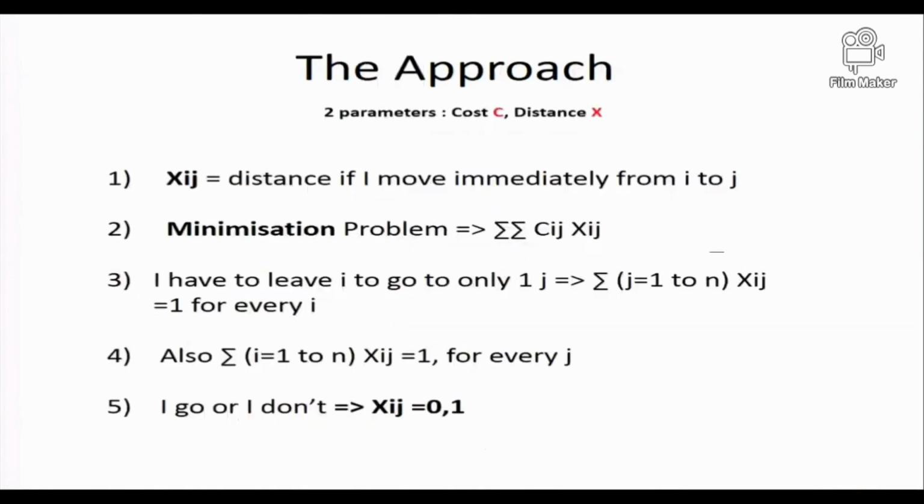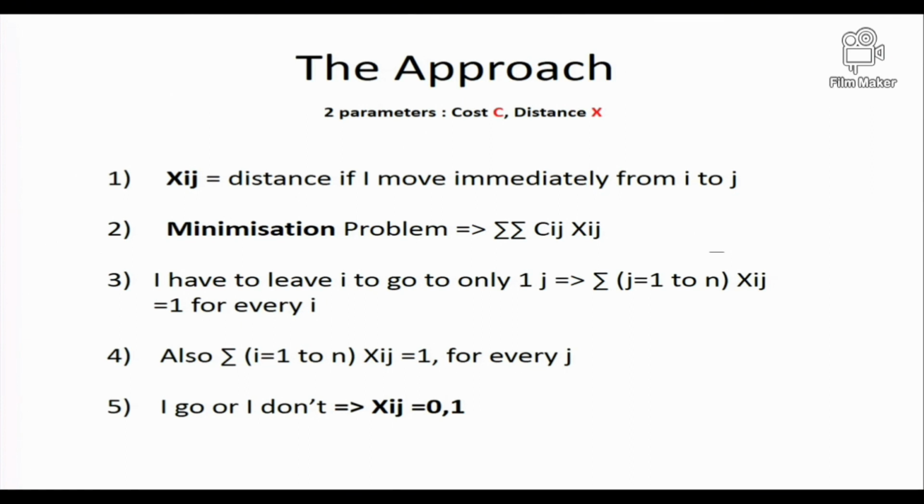Okay, so what is the approach? We have two parameters. One is the cost and one is the distance. You want to minimize both. Okay, so let's say I and J are points where you want to travel from I to J, and I take x_ij as the distance from I to J, right? And then this is a minimization problem, as I told, because you want to minimize your cost as well as the distance. That's the whole point, right? So you do this operation, double sigma, and find out which is the minimal value, and you want to go with that.